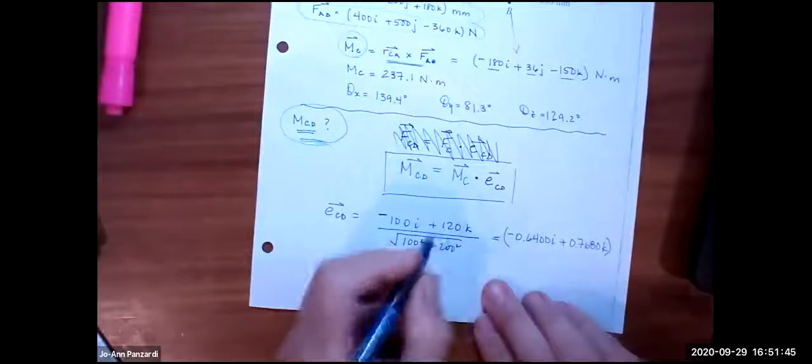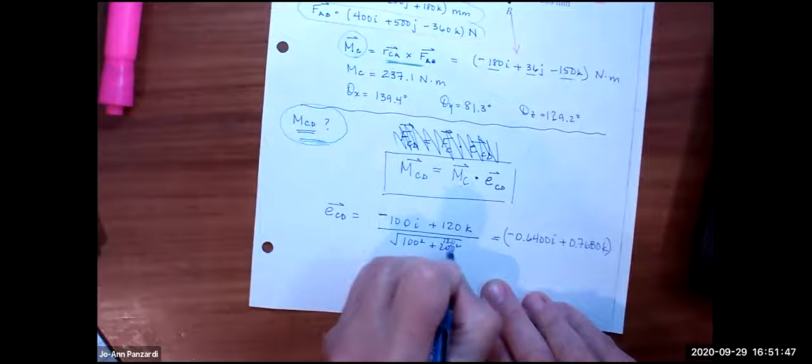Hey, Joanne. Yes, Jack. When you divide it by, where did the 200 come from? Oh, I'm sorry. That'd be 120. Yeah, thank you. 120.